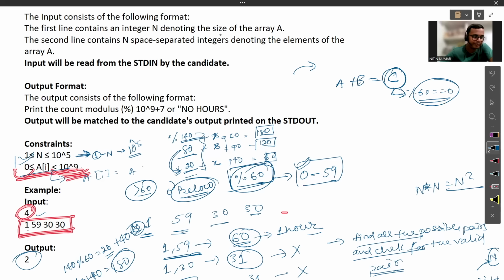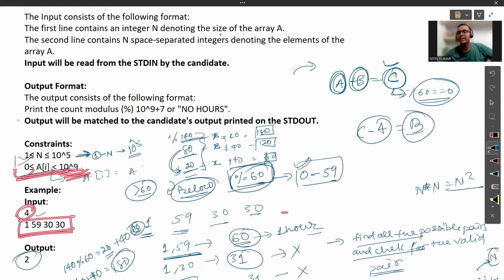Now, what do we need? If we know A, we already know C. So can we know B? Yes, we can know B. How can we know B? If we just subtract A from C, we get to know B.